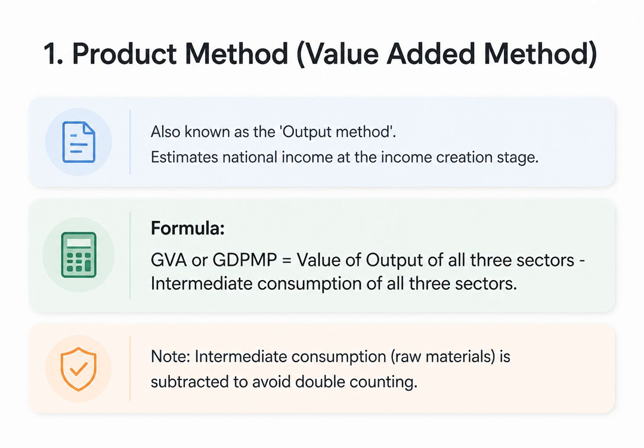We calculate the gross value added, or GDP at market price, by taking the total value of output from the primary, secondary, and tertiary sectors, and then subtracting intermediate consumption. Why subtract? If we don't remove the cost of raw materials used to make a final good, we end up counting that value twice, once as a raw material and again as part of the final product.